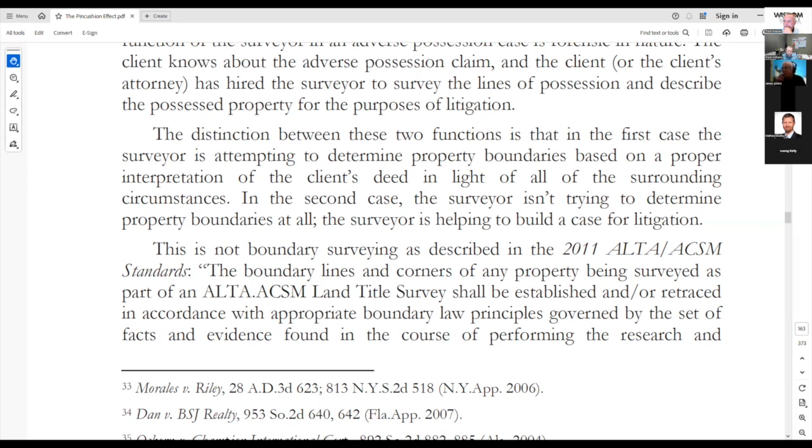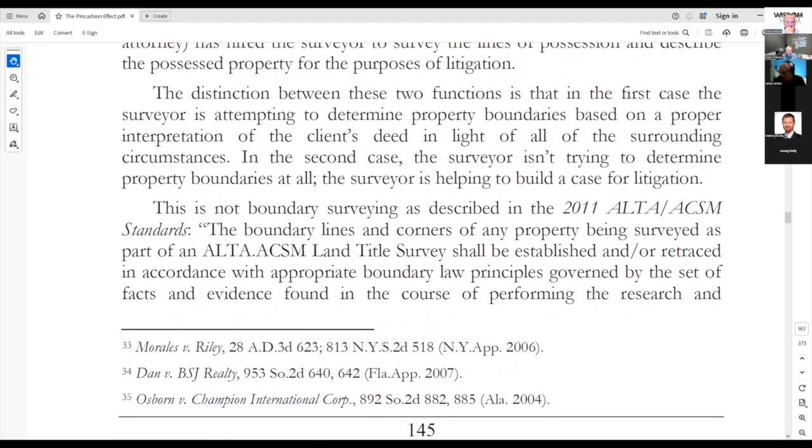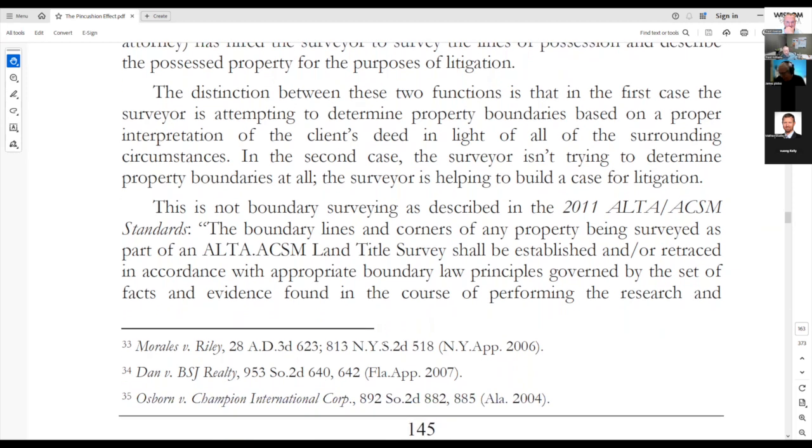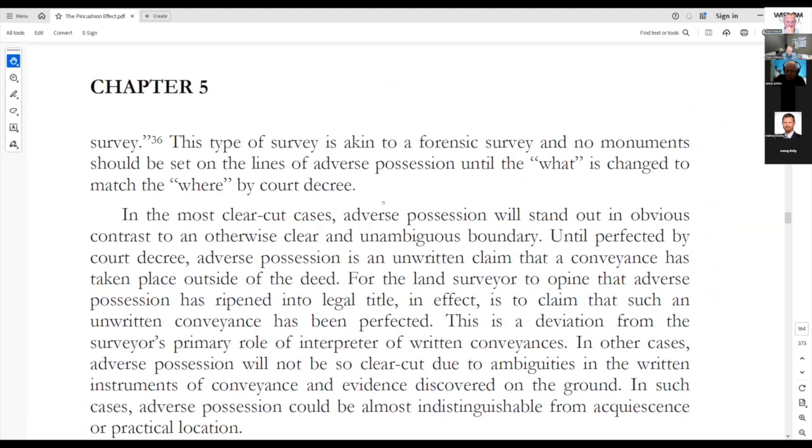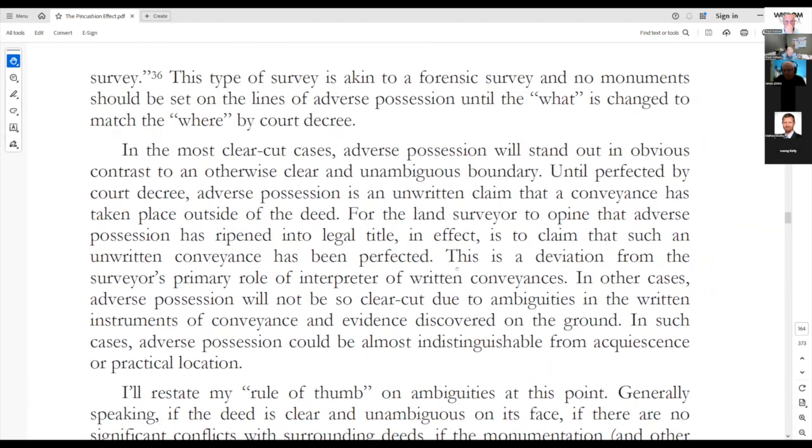He continues on, this is not boundary surveying as described in, he quotes, the 2011 ACSM standards: the boundary lines and corners of any property being surveyed as part of an ALTA land title survey shall be established or retraced in accordance with appropriate boundary law principles governed by the set of facts and evidence found in the course of performing the research and survey. This type of survey is akin to a forensic survey, and no monument should be set on the lines of adverse possession until the what is changed to match the where. And this is the important part, by court decree.